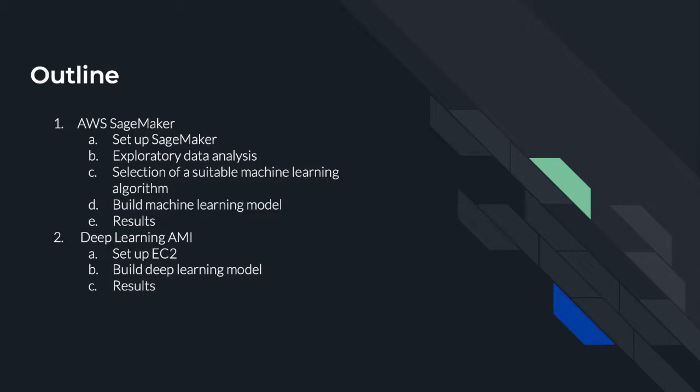In the first part, what we have done is, first, set up SageMaker. Second, exploratory data analysis. Third, selection of a suitable machine learning algorithm. Fourth, build machine learning model. And last one is gather results. And the second part is what we did in the second part: first set up EC2 instance, second build deep learning model, and then finally get the result. So let's get into the first part first.